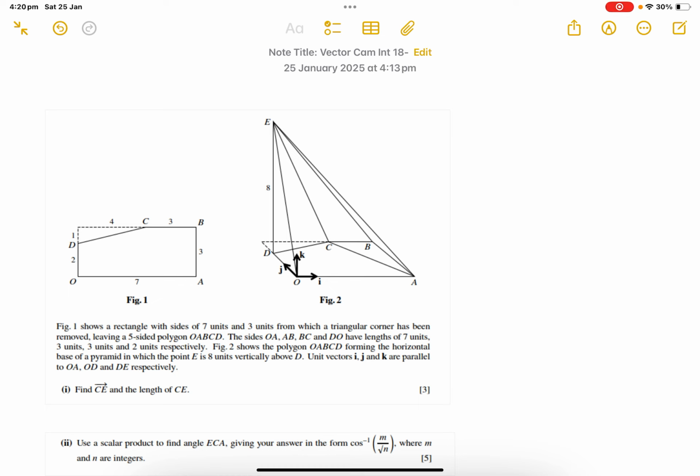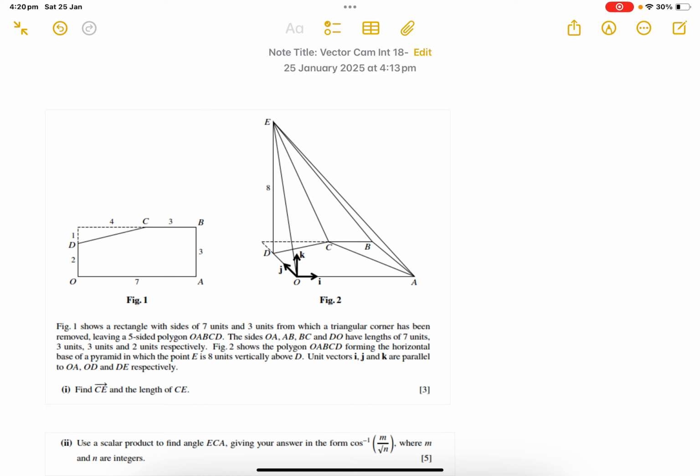forming the horizontal base for a pyramid in which the point E is 8 units vertically above D. Unit vectors i, j, k are parallel to OA, OD, and DE respectively. Find vector CE and the length of CE.